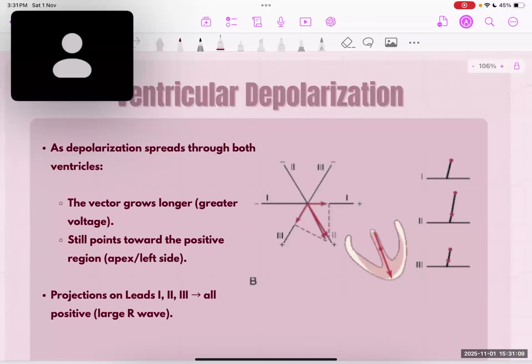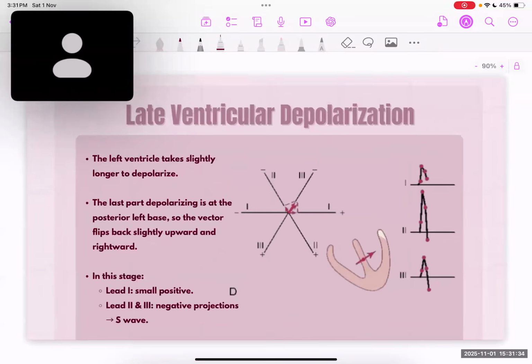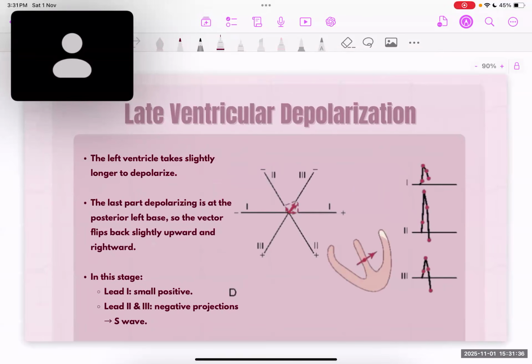Now, as the depolarization spreads, the vector will grow longer. And what will happen? It will still point towards the same side, but it's longer. Now we're going to look again. And the arrows got bigger. So the wave is just going to continue and get bigger. So you're still on your same R wave, but it's getting bigger. And the projections are all positive still. All of them, the arrowheads are coming to the positive. So we're still positive.